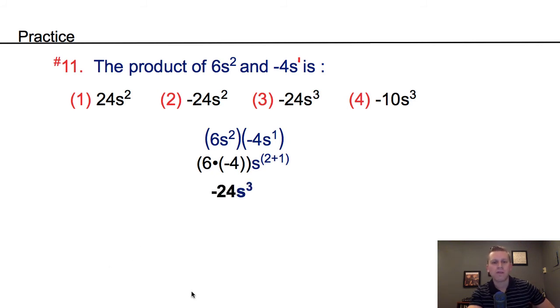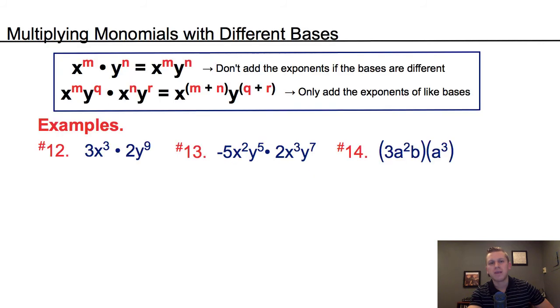Now there's one more rule I want to leave you with, and that is what happens when you multiply things without the same base. We talked a lot about what happens when you multiply things with the same base. You add the powers, but what happens if the bases aren't the same? Well, if the bases are not the same, for instance, I multiply x to the mth times y to the nth power, I'm not going to add those exponents because the bases are different. You're only going to add the exponents if the bases are the same.